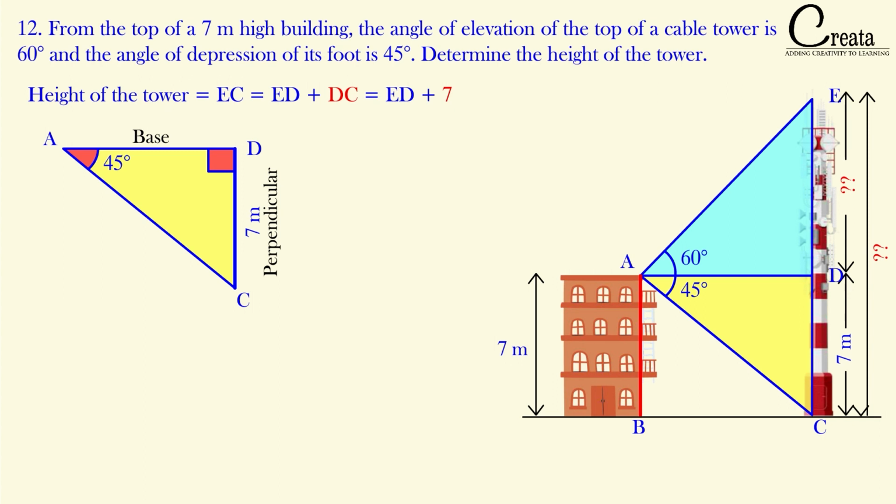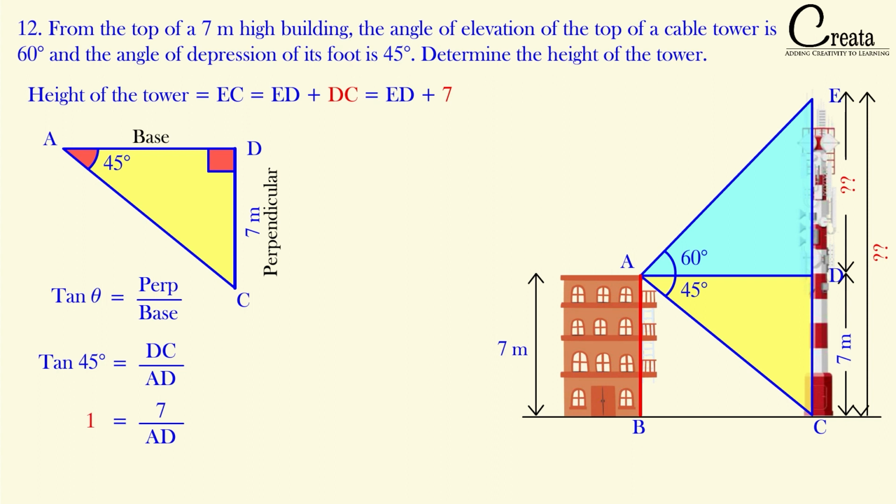So what is the trigonometric relation which links the perpendicular with the base? It is tan theta, right? It is tan theta, which is perpendicular upon base. So tan 45 degrees will be equal to DC upon AD. And DC is given as 7 meters. And what is the value of tan 45 degrees? It is 1. Tan 45 degrees is equal to 1.